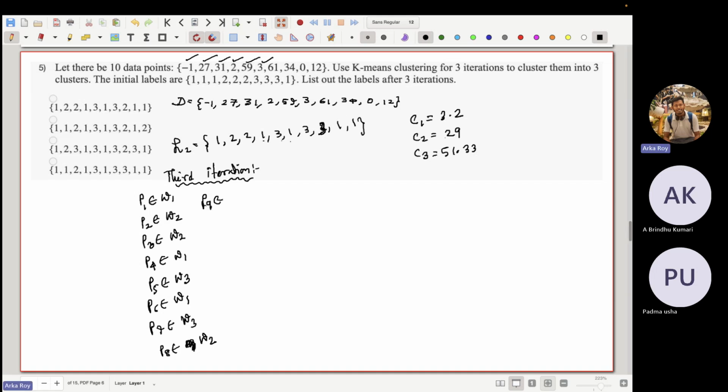P9 is 0. So 0 is near about C1, so omega 1. And P10, again, it is near omega 1. So therefore, if I just now write L3, L3 is 1, 2, 2, 1, 3, 1, 3, 2, 1, 1. So this is the correct answer.